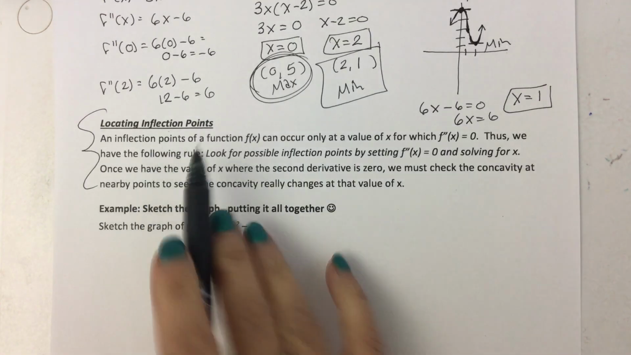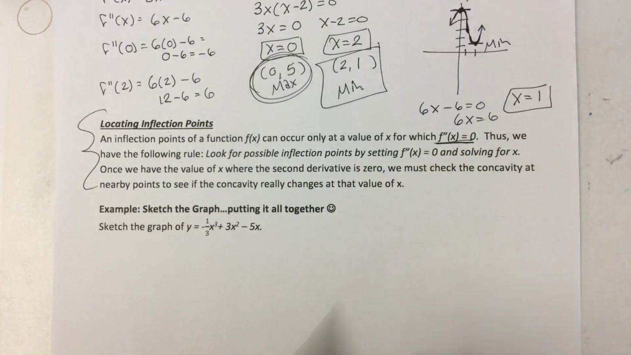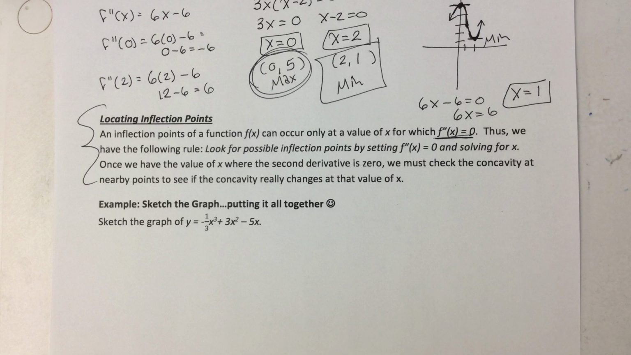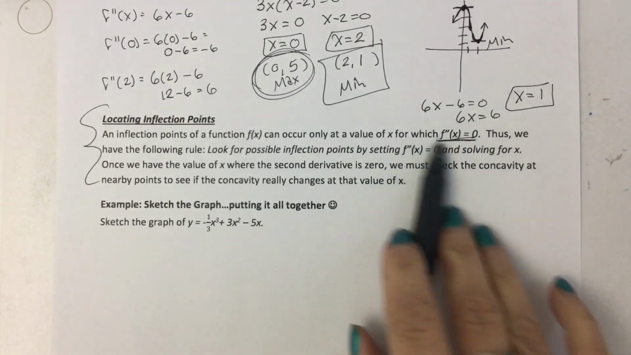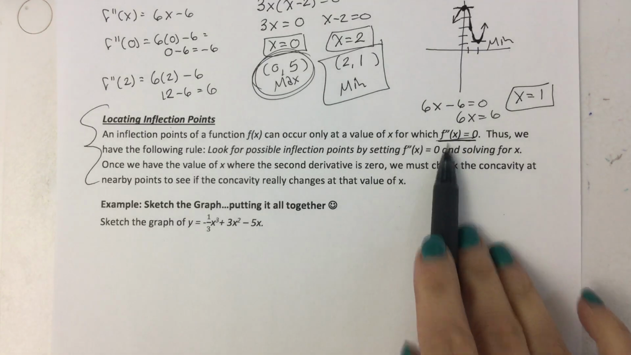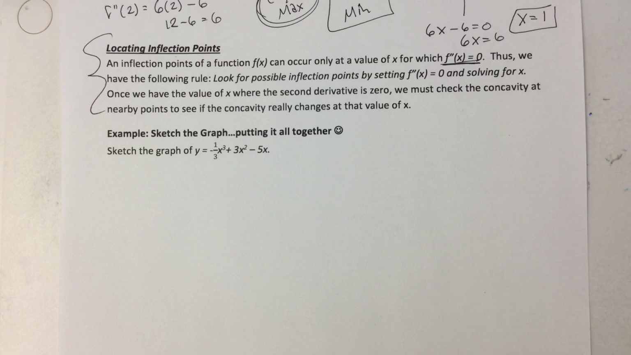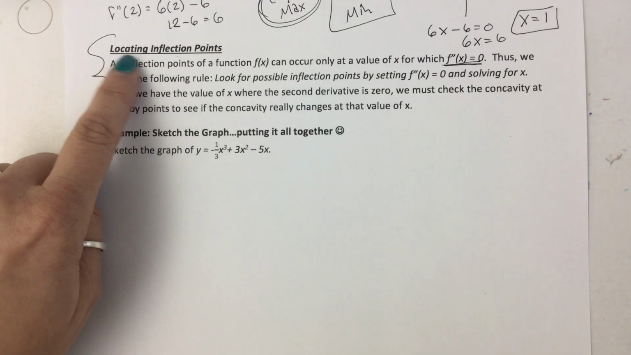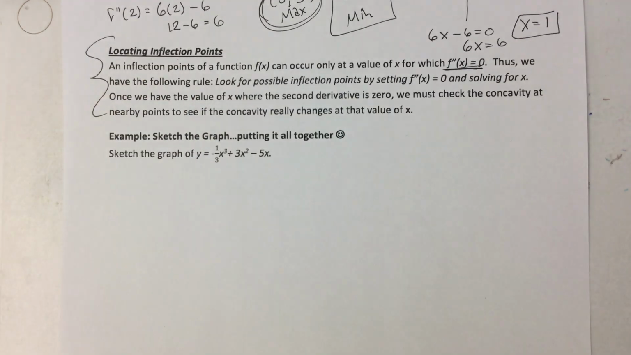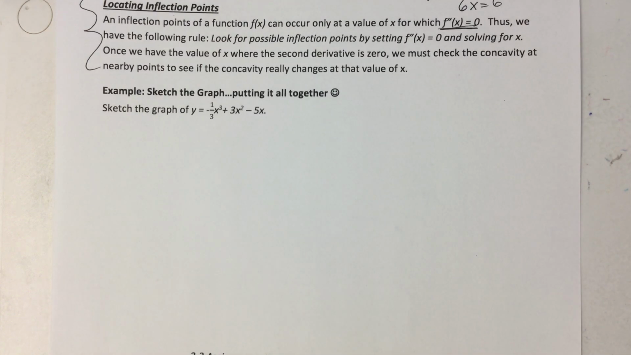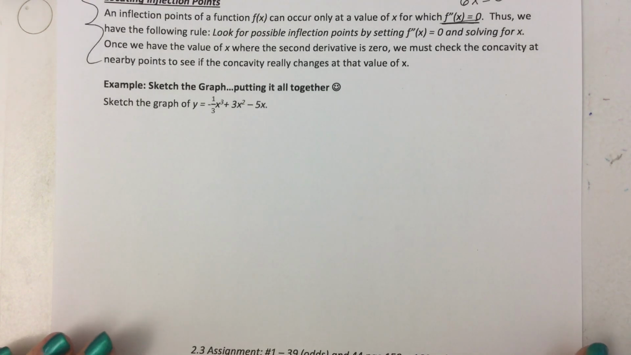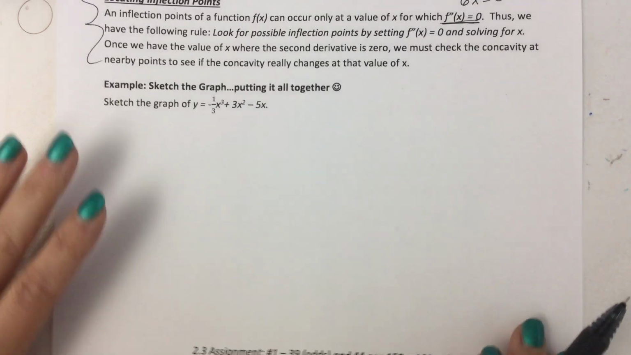If you want to find an inflection point, you have to take the second derivative, set it equal to 0, okay? So that is what we just did in the previous one, but it is here just so that way you have it in writing. So as you're doing your assignment and you're like, how do I find that? Just go to the little part that says locating inflection points and then it will tell you. All right, let's go ahead and do this. So we're gonna put it all together. See what we can do.